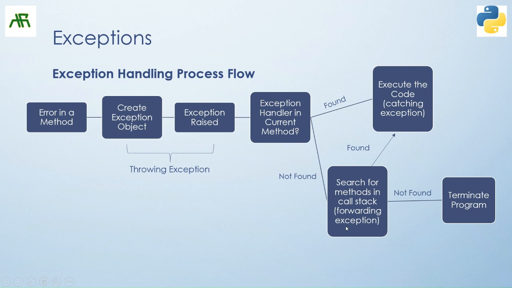If not found, search for a handler within the call stack, that is called forwarding the exception, meaning I'm not able to find a handler within the method that encountered the error. So I'm trying to trace back in the reverse order. Still, if there is no handler found, terminate the program. But if there is a handler found, execute the code, which is called catching the exception. This is the basic flow of how the exception handling process happens.